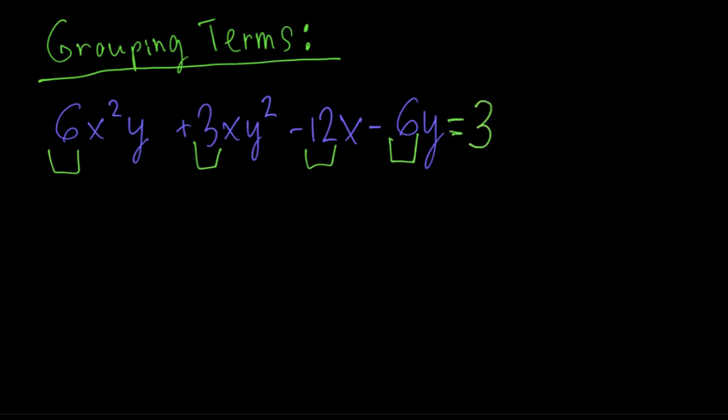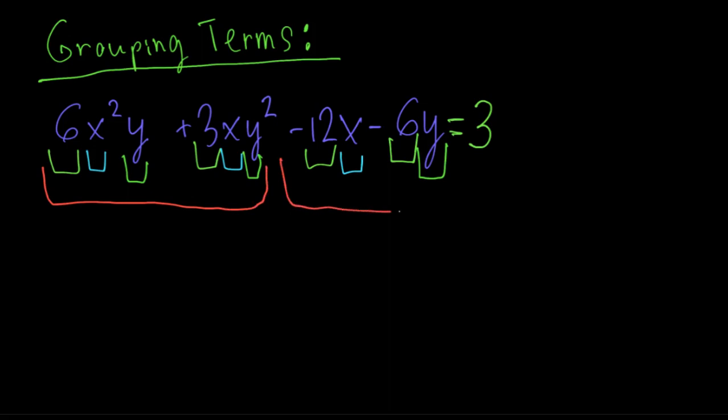Let's take a look at the common variables. Something interesting here is that we don't have x in each term, right? We have x in the first, and the second, and in the third, but it's not in the fourth, so we can't factor that out. And we have y in the first, the second, and the fourth. So we can't factor out any variables. So something interesting that we can do is we can actually organize this expression into two groups. That's why it's called grouping terms.